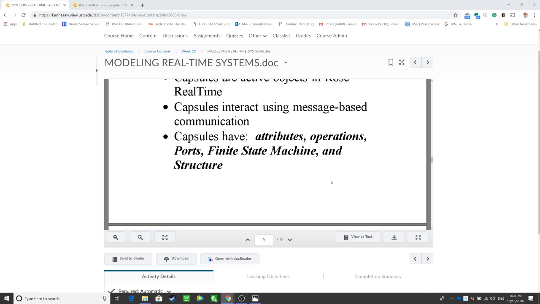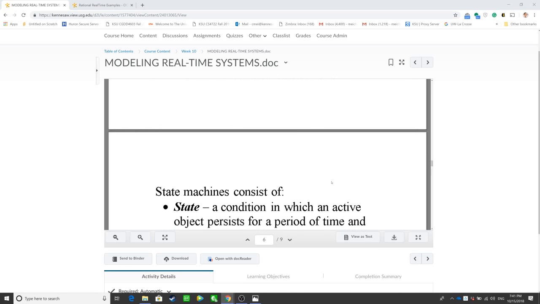However, if I have a relation, I have a hand. Okay, I can just call the hand method raise up, right? Yes. They interact using messages. They have attributes, operations, ports, state machine diagram, state diagram, and also structure, of course.